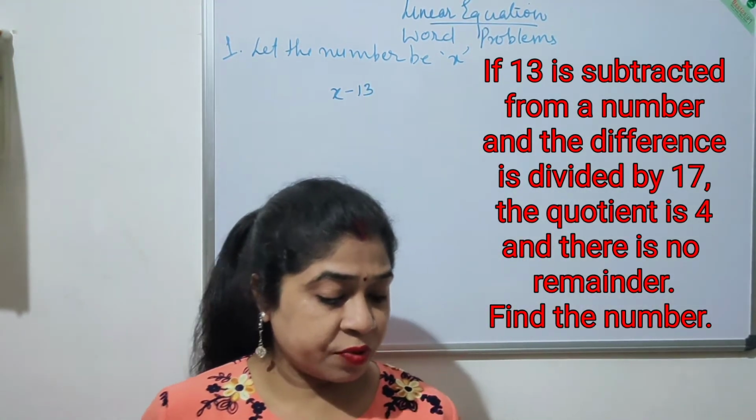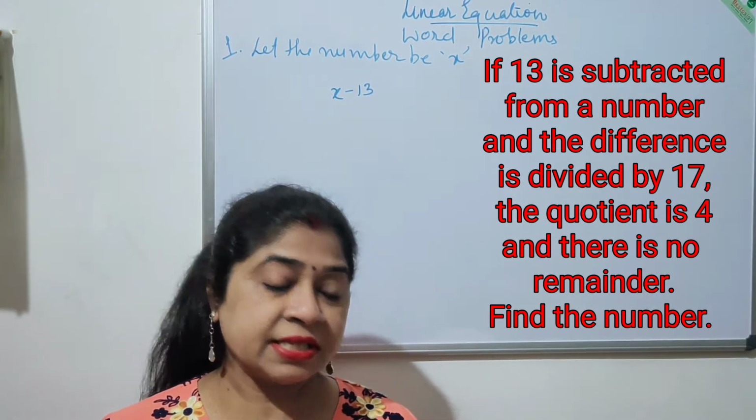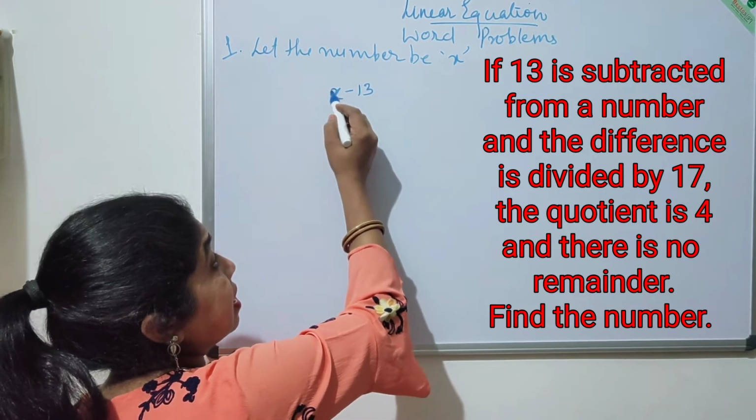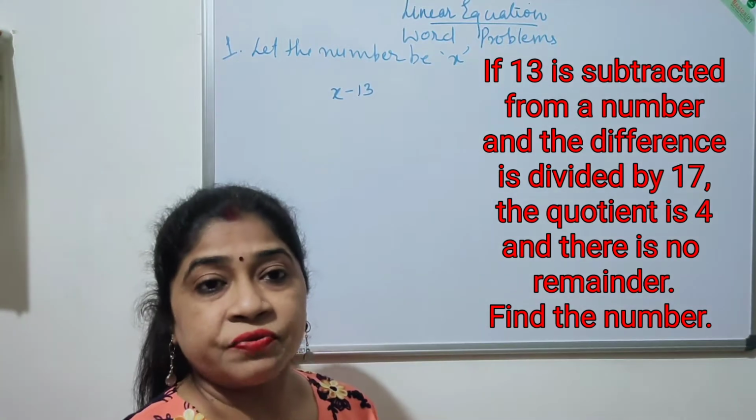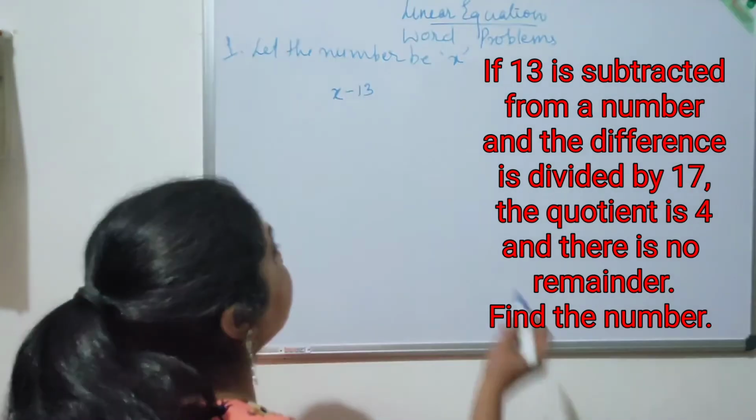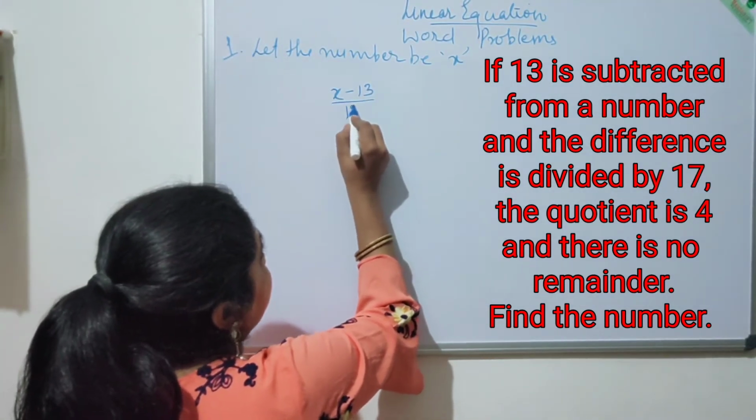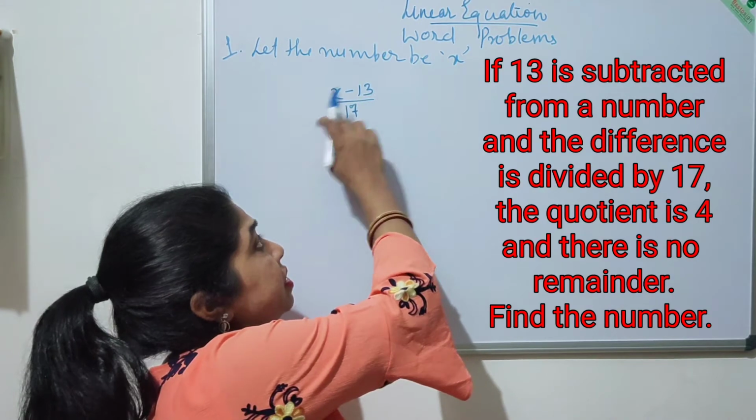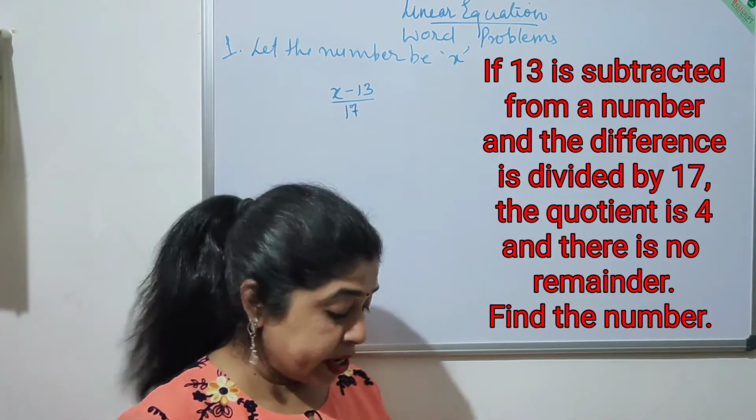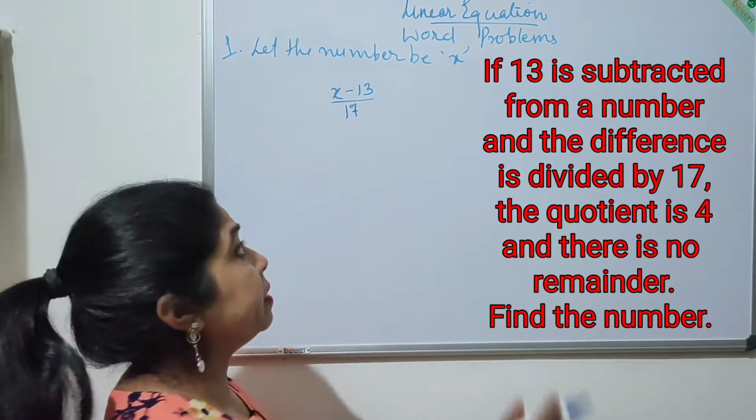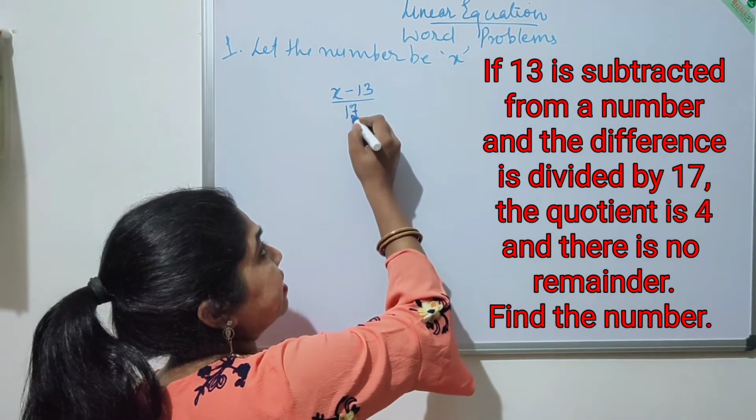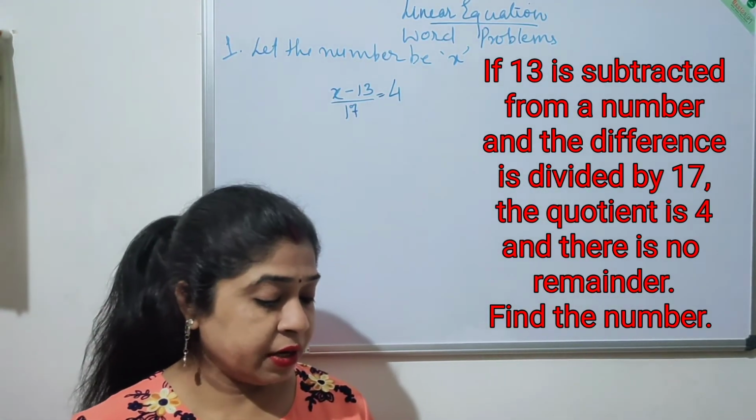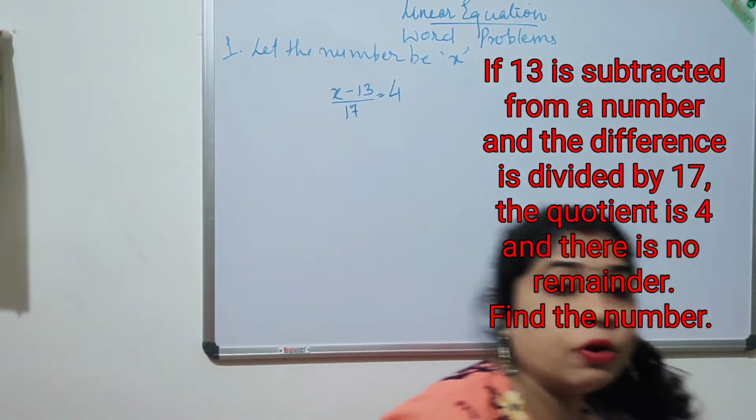If 13 is subtracted from a number and the difference is divided by 17. Now when 13 is subtracted from the number x, x minus 13 is the difference. This difference is divided by 17. So (x minus 13) divided by 17, the quotient is 4 and there is no remainder. We have to find the number. Now let us see how to find that.